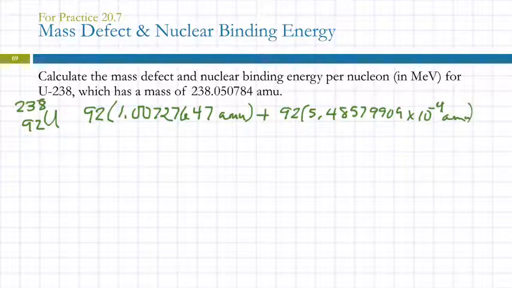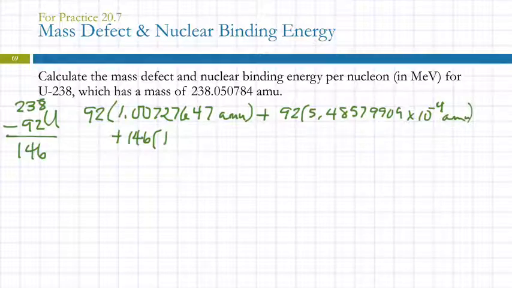And then, how many neutrons do we have? Yep, 238 minus 92, 146. That's a lot of neutrons. So plus 146 times the mass of a neutron, which is 1.00866492.